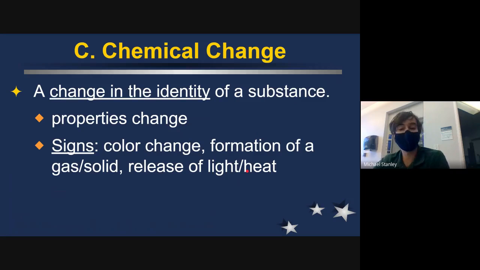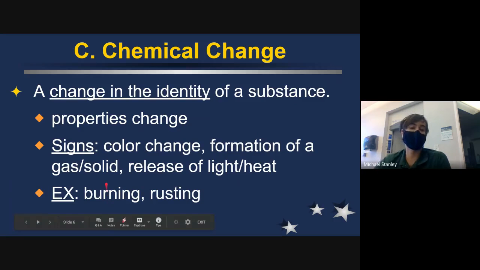Also, if light or heat is being released, like for example, in the case of fire. So if you light some wood or some matches on fire, you can see the light of the flames and you feel the heat when you put your hands close to it. That's because there's a chemical change happening between the match head or the wood and the air around it. And that chemical change is causing all of this heat and light to be given off. So we're starting off with one set of substances and ending up with something new, something different.